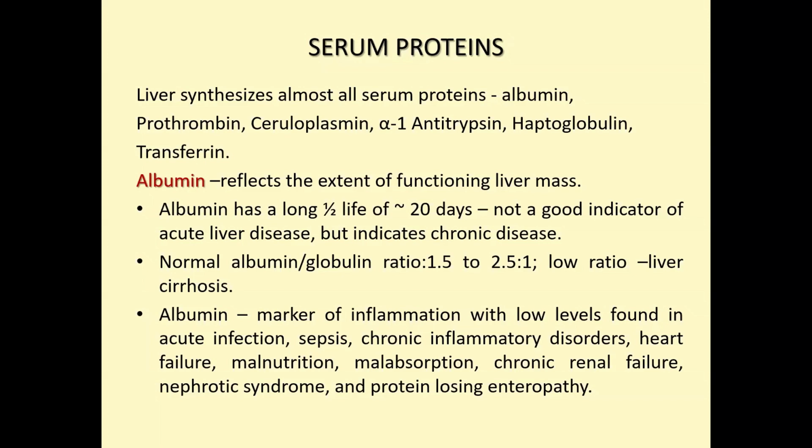Okay. So it's a marker of inflammation, with low levels found in acute infection, sepsis, inflammatory disorders, heart failure, malnutrition, malabsorption, renal failure, because it's lost in the urine. So it does not indicate liver. Nephrotic syndrome does not indicate liver. Protein losing enteropathy. So in all these conditions, albumin changes. So it's not that good an indicator of liver if there's a kidney problem also. So we have to select our tests, but it broadly speaks about liver function tests.